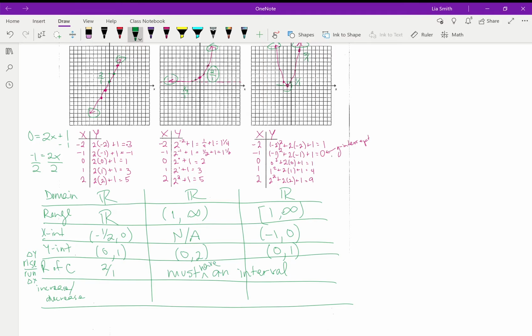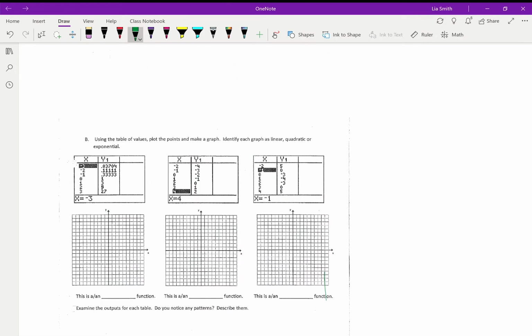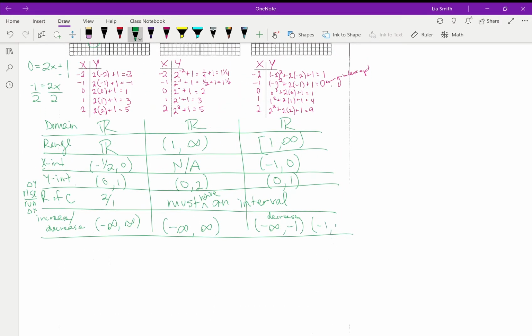Okay, increasing and decreasing. So this graph is constantly going up. So this one is increasing from negative infinity to positive infinity. Okay, this one is also constantly increasing. So you've got negative infinity to positive infinity. Quadratics are the only ones that are going to have some parts increasing and some parts decreasing. So it's decreasing from negative infinity until we reach the vertex at -1. So that's my decrease. And then it's increasing from -1 to positive infinity.